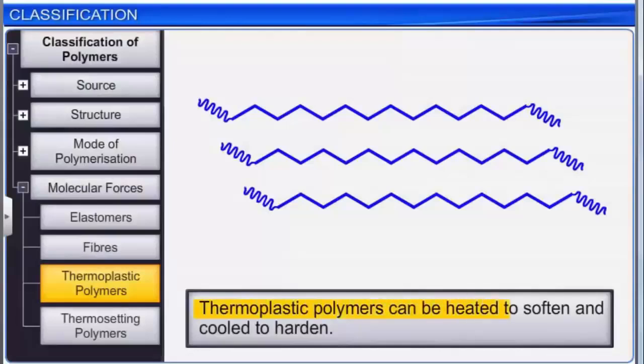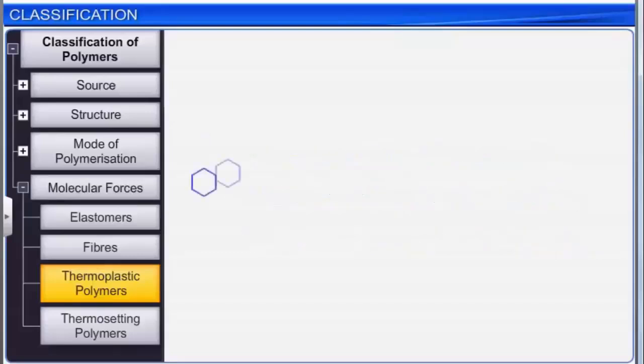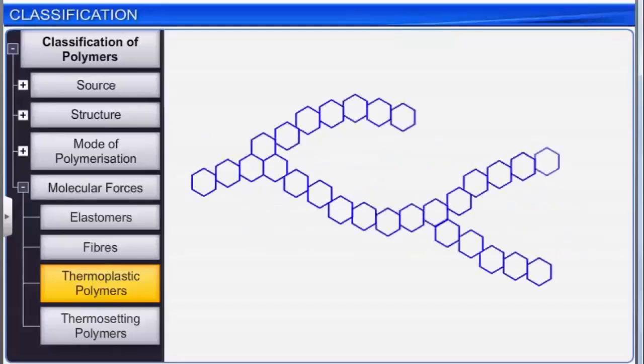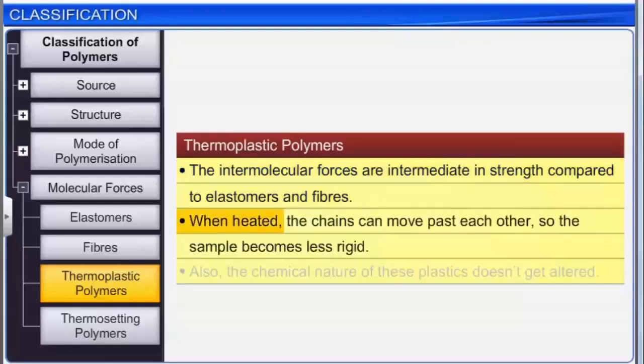Thermoplastic polymers can be heated to soften and cooled to harden. Plastics that soften on heating and regain their original properties on cooling are called thermoplastic polymers. The chains in a thermoplastic polymer are linear or slightly branched. The intermolecular forces are intermediate in strength compared to elastomers and fibers. When heated, the chains can move past each other, so the sample becomes less rigid.